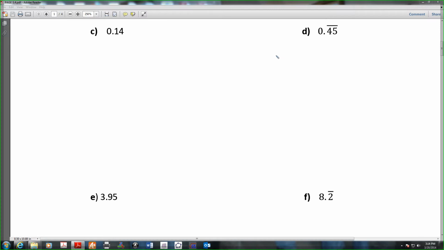So the first thing I do is I say 0.45 repeated is the same as what? As any variable you wish. Let's call it W. Now, I notice there are two repeating decimals, and because there are two repeating decimals, I have to multiply this by 100. Why by 100? Because it's two repeating decimals and I want to get rid of them.